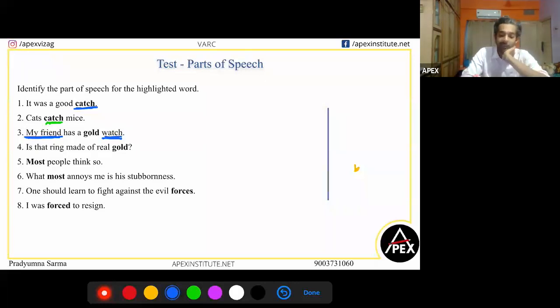All right. So now that we know watch is a noun, this part, gold, tells me what type of a watch it is. Okay? So gold becomes an adjective. Yes? Similarly, if we look carefully, here, gold is a noun because I am giving it a name. Correct? So can I quickly go with the rest four? Yeah?